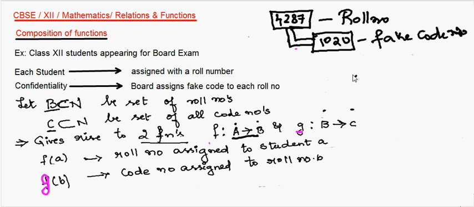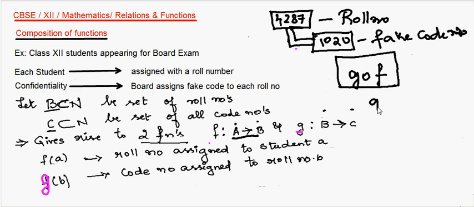That means, how can I represent these two functions? I can represent it as G of F. Why am I writing it this way? In this case F is the first function, that is assignment of roll numbers to each student, and G is the assigning of code numbers to each roll number. So always remember, whenever you have two functions F and G, the composition of functions F and G is given by G of F.